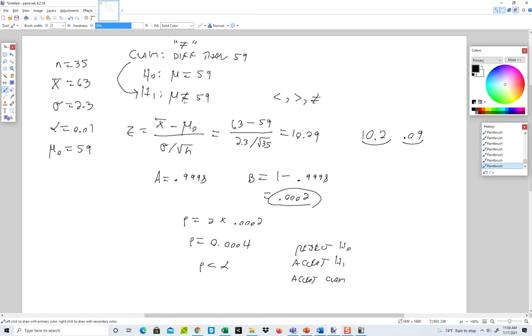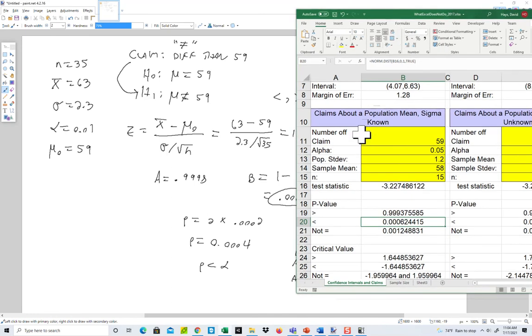So, let me come over here, and we'll put it in a spreadsheet and see how it compares. So 59, alpha was 0.01, population standard deviation, where's sigma? 2.3, sample mean was 63, n is 35, and it's rounding these, of course.